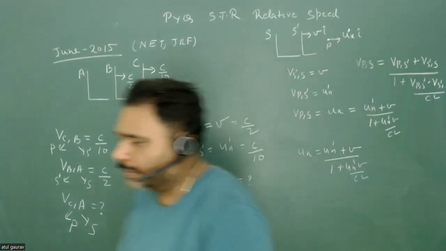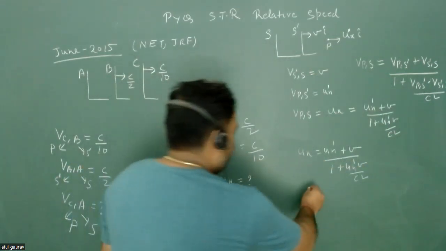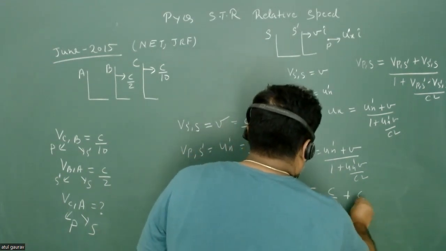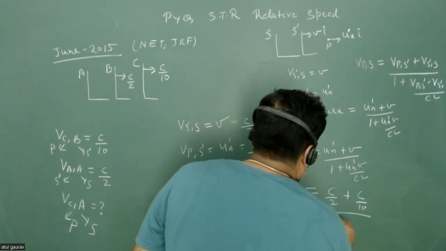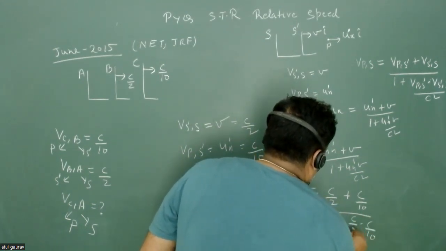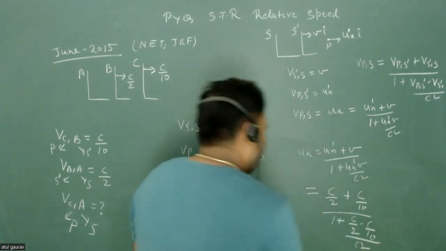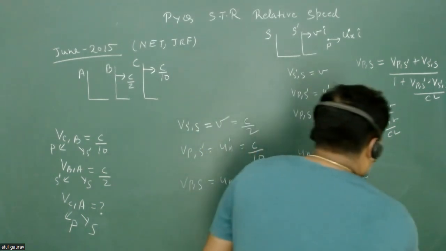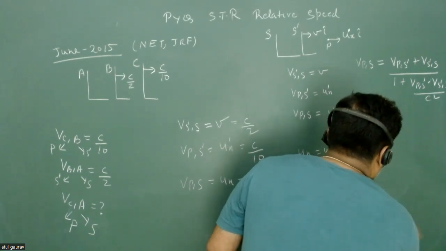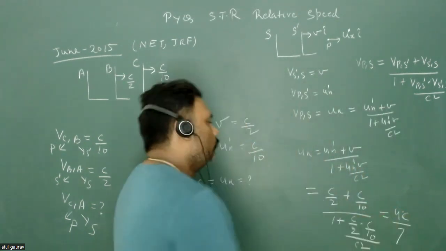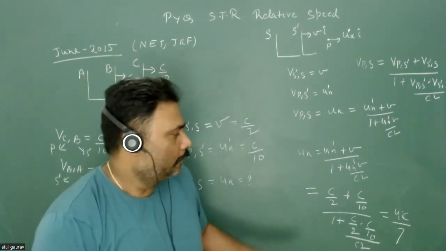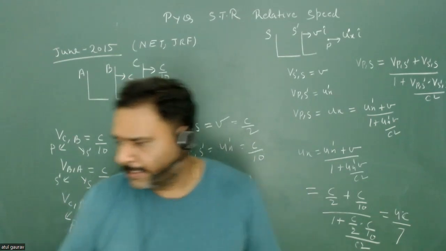And now you can just put all these values. I have calculated it myself. So c by 2 plus c by 10, and you have 1 plus c by 2 into c by 10 by c square. When you calculate this particular thing, you will get 4c by 7. So you can do this calculation yourself and try to do it in a very smart way so that you can get the appropriate answer.